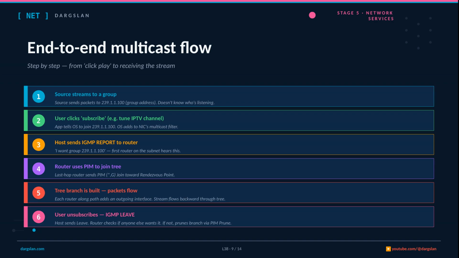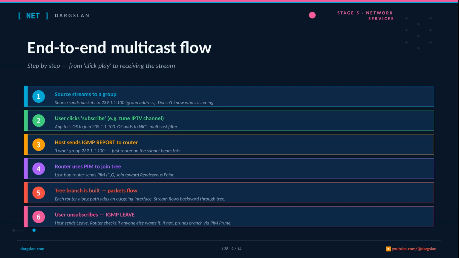Let's put it all together and watch a stream travel end to end. The source just blasts packets to 239.1.1.100. It has no idea who's listening, and it doesn't need to. When you click play, your app tells the OS to join that group, the OS programs the NIC, and your host fires off an IGMP report saying, "I want this group."